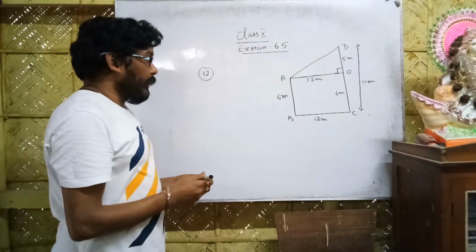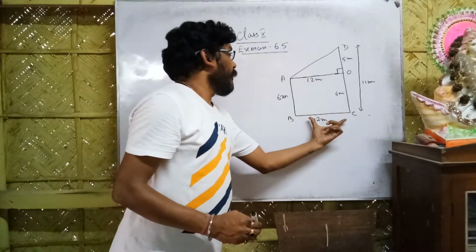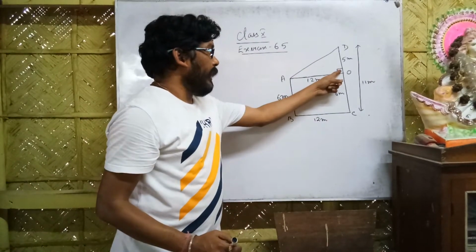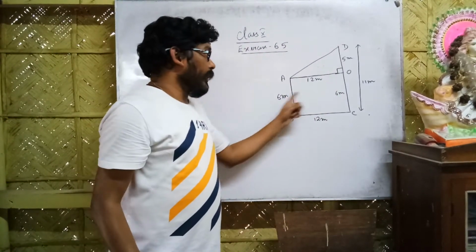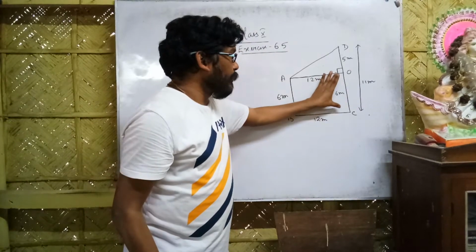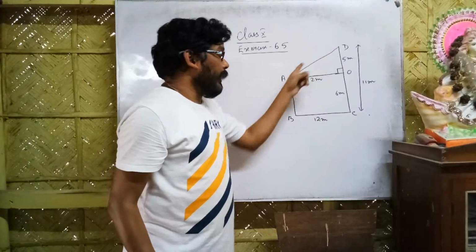Okay, I repeat again. AB 6, so OC also will be 6. BC is 12, AO also will be 12. Because when this is 90 degree, it will form a rectangle, and rectangle opposite sides are equal. Complete was 11. If this much is 6, the left part is 5. You have to find the length of AD.